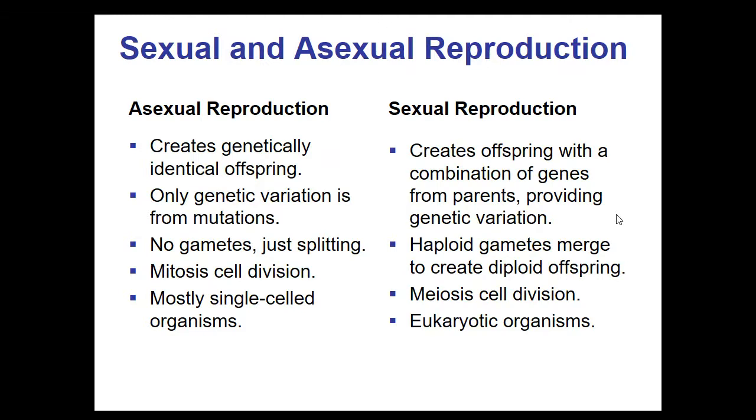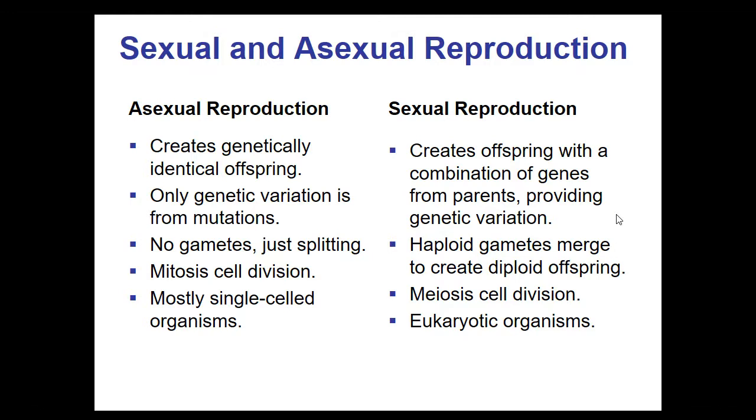Most one-celled organisms reproduce asexually. So when a bacterium reproduces, it just splits in half. There's no sperm or egg involved. So that would be a type of asexual reproduction. But many plants and even some animals can reproduce asexually. There are some animals that, if the animal breaks in half, each half will grow into a new individual. That would be a type of asexual reproduction.